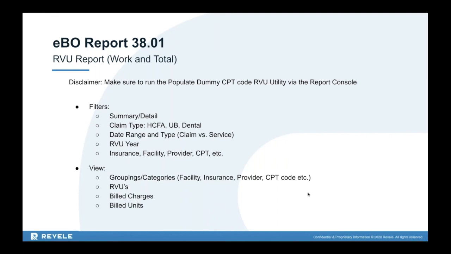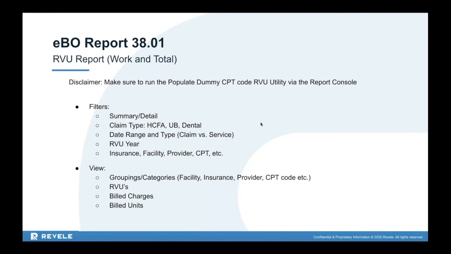RVU year. So if you have all your RVU years loaded, but let's say you're trying to run it by 2018, you would want to pick that versus 2020. And then you can see it as well at the insurance, facility, provider, or CPT level. You can group that. That report is going to show you those work RVUs, total RVUs, the billed charges tied to those, and the billed units tied to those as well. So it's a really, really good report.